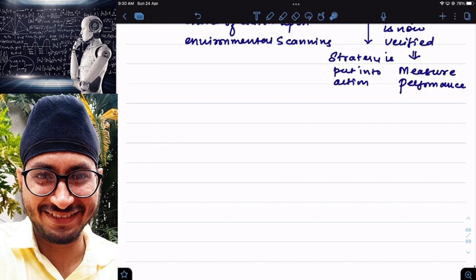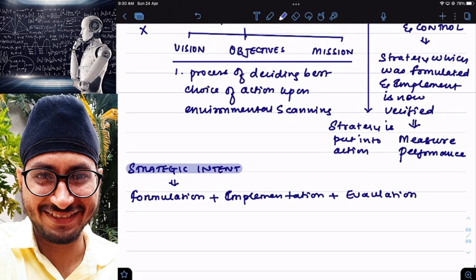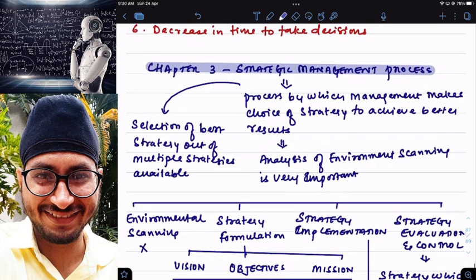Now, one more thing you have to keep in mind: there is something called strategic intent. Strategic intent is nothing but a combination of formulation plus implementation plus evaluation. So strategy formulation plus strategy implementation plus strategy evaluation put together is called strategic intent. Clear?